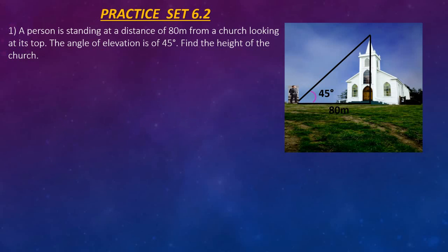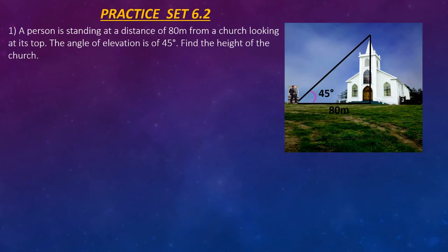Now let us see practice set 6.2 question number 1. The first question says, a person is standing at a distance of 80 meters from a church looking at its top. The angle of elevation is 45 degrees. Find the height of the church.